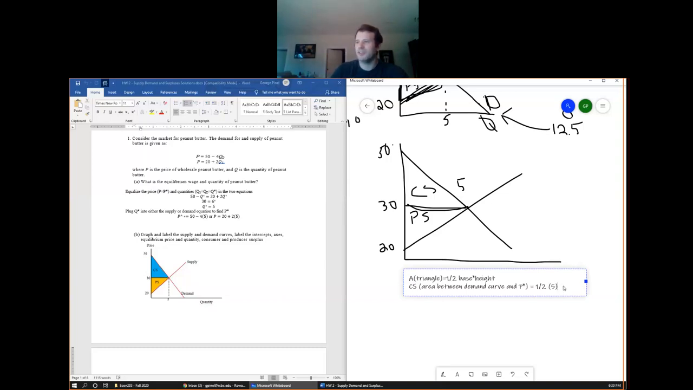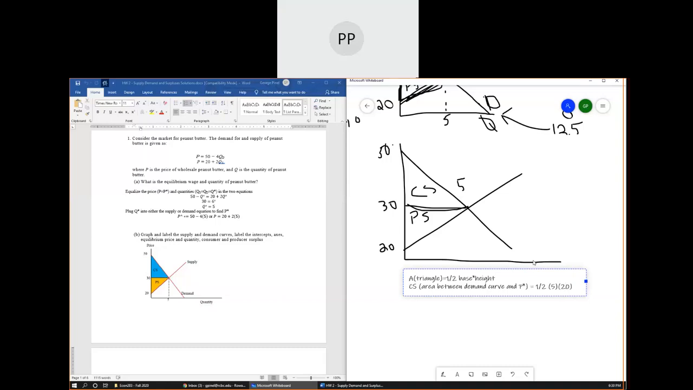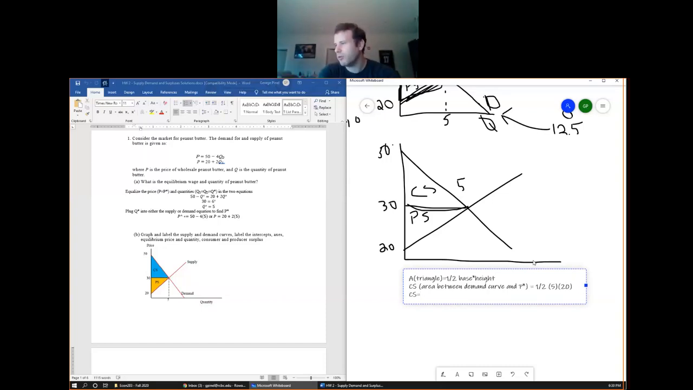Okay, and then do you want to take a stab at what the height is? 20? Exactly. Okay. And how did you get that? Because it's 30 to 50. Exactly. Perfect. Is that clear? Yes, we're good. Great. So if we just solve that, 1/2 times 5 is 2.5 times 20 should be 50. Alternatively, you could do 1/2 times 20 is 10. 10 times 5 is 50.